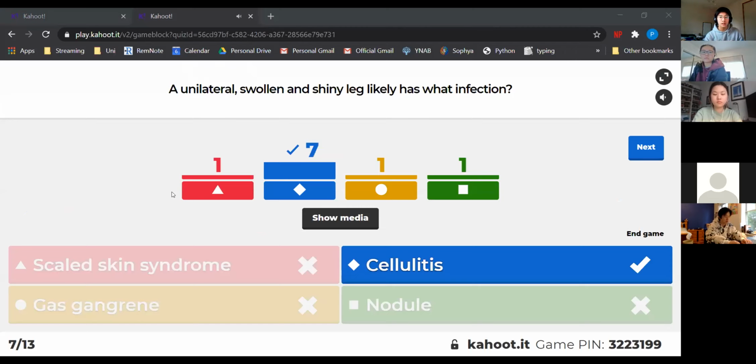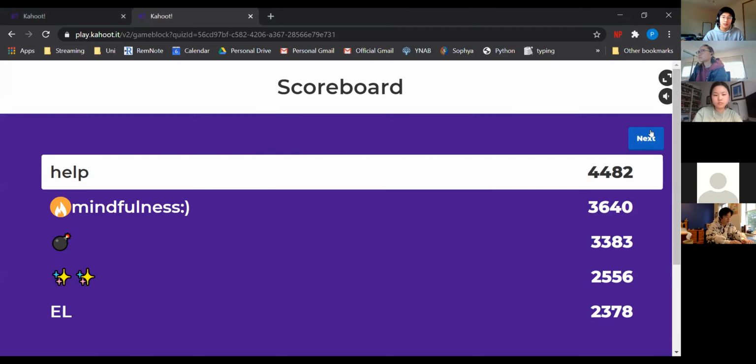Yeah, good. So in this case, it's cellulitis. The unilateral swollen and shiny leg is a bit of a buzzword, especially the shiny bit. That really indicates cellulitis. It's caused by Staph aureus or Strep pyogenes and involves the subcutaneous tissue. You also get a bit of a fever because it's an infection as well.